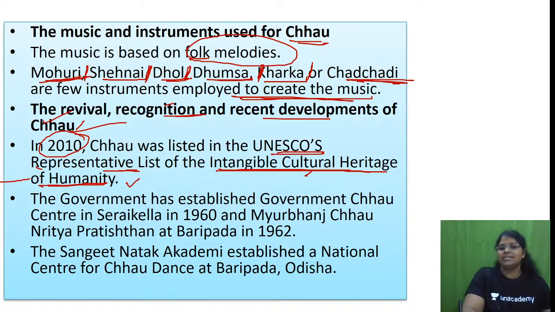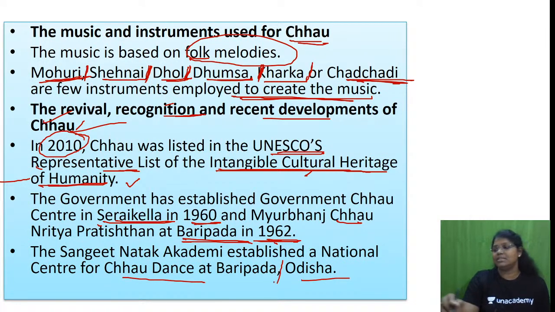The government has established the government Chahu Center in Seraikela. Of course, the place is in Jharkhand, isn't it? It has these different regions, isn't it? The government established the government Chahu Center in Seraikela in 1960 and Mayurbhanj Chahu, of course, at Baripada in 1962. The Sangeet Natak Akademi established a national center for Chahu dance at Baripada, of course, a place in Odisha.